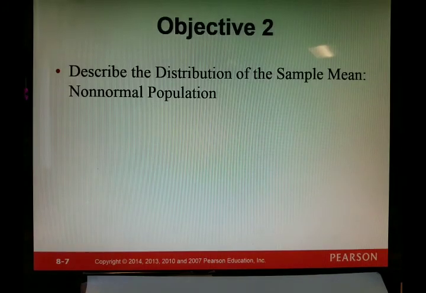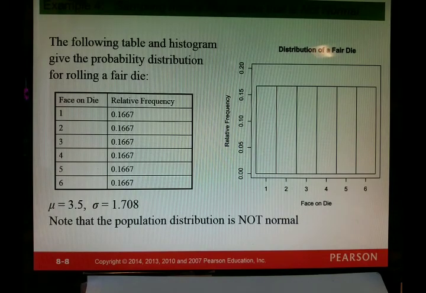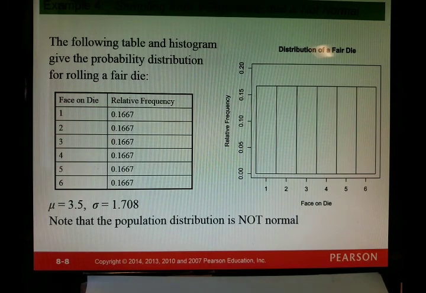So now what if my population was not normal to start with? If the population is not normal to start with, for example, if I was to roll a die, the probabilities of rolling a 1, a 2, a 3, a 4, a 5, or a 6 are all equal. They're all 1/6, which is this as a decimal.